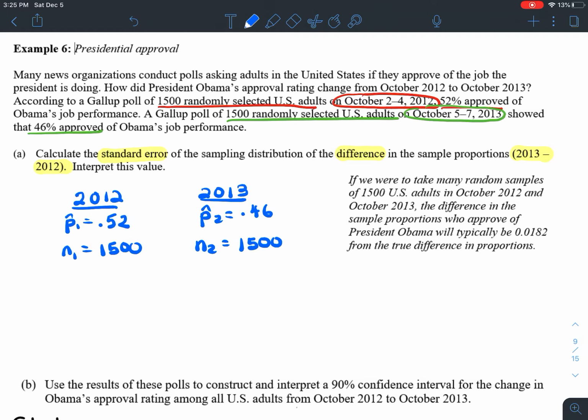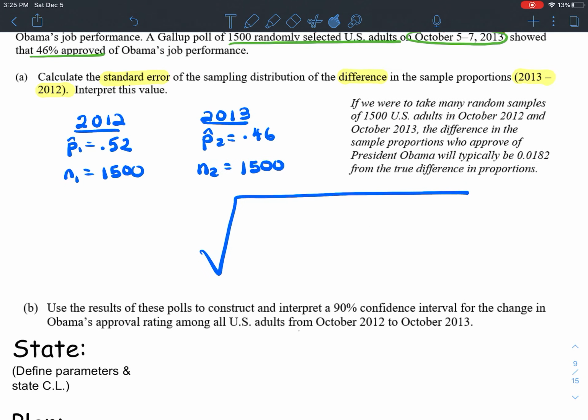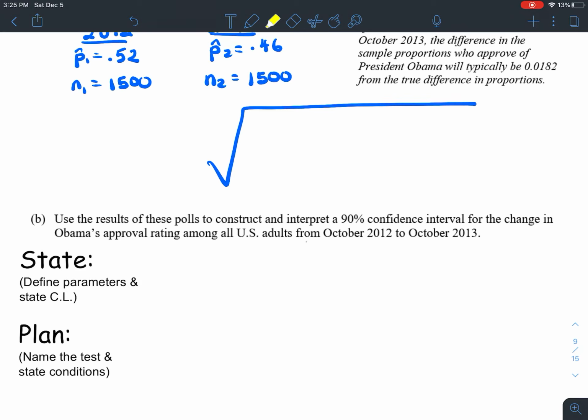Now, I know this is asking us to calculate the standard error here. I'm actually going to skip over that. That would be doing the square root portion because honestly, when we come down here to the do step, we're going to use the calculator for that part on this particular question. All right, so let's come on down to the state step here because here's where this is asking us to go ahead and construct and interpret, now look closely, a 90% confidence interval for the change or difference in Obama's approval rating for all U.S. adults from the year 2012 to the year 2013.